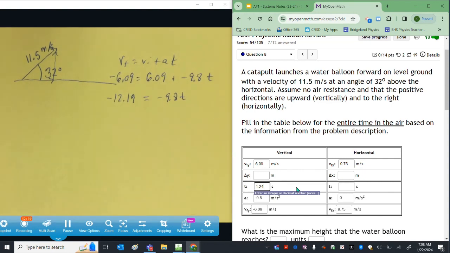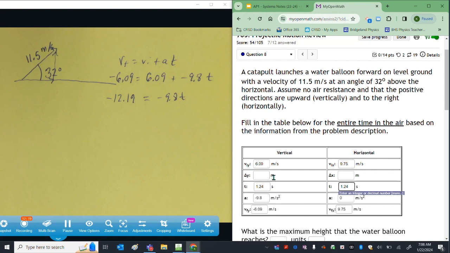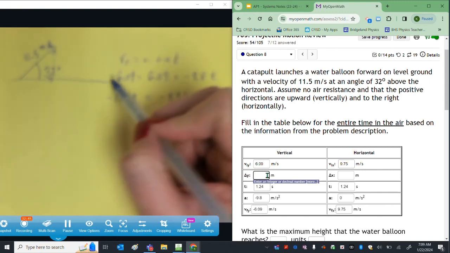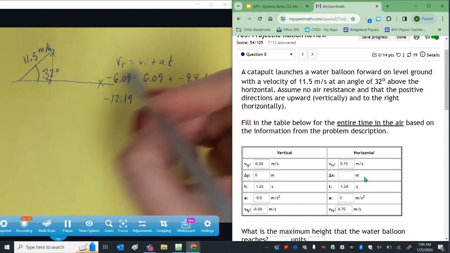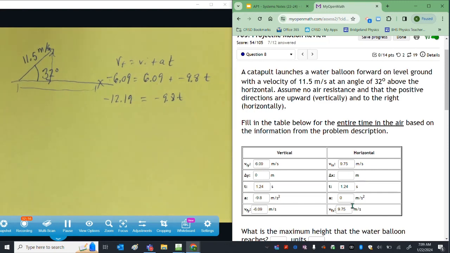Again, time is not horizontal or vertical, it's scalar, so I'm going to fill it in the same on both sides. There's no such thing as horizontal and vertical time. Vertically, my displacement for something that I launch from the ground at an angle and lands back on the ground is going to be 0. So I can fill that in vertically. Horizontally, though, it will land some distance over here, so I do need to find the range. I have everything else in that horizontal column except for range.